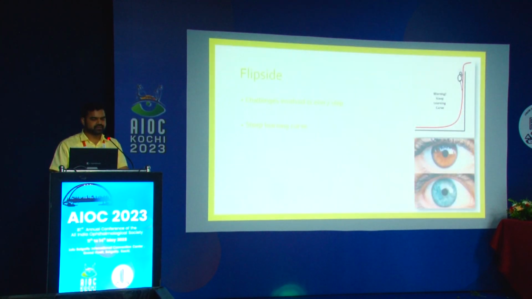But there is a flip side, that there are challenges involved in every step of DMEK, and especially in Indian eyes where you have hyperpigmented, darkly pigmented iris. Everything goes fine till your DMEK scroll is in the tube, but the moment you inject it inside the eye, things become a bit difficult because of the visibility issues.